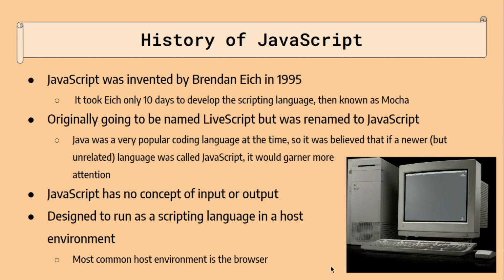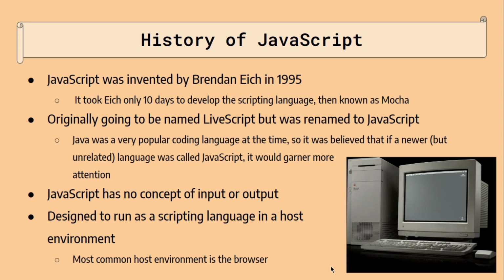Now let's discuss a brief history of the JavaScript coding language. JavaScript was invented by Brendan Eich in 1995. Back in 1995, it only took Eich 10 days to develop the scripting language. JavaScript was known as Mocha at the time. Furthermore, JavaScript was originally going to be named LiveScript, but it was renamed to JavaScript.